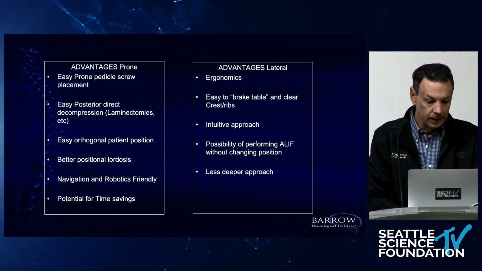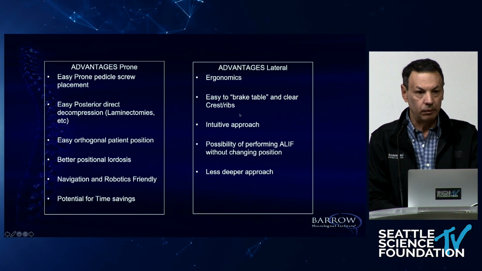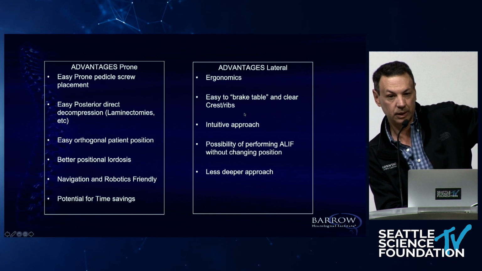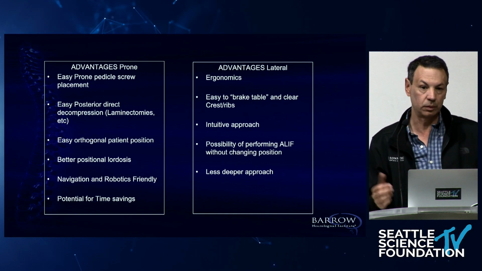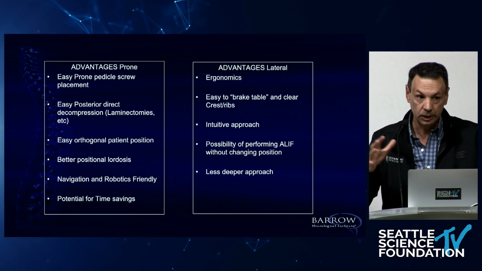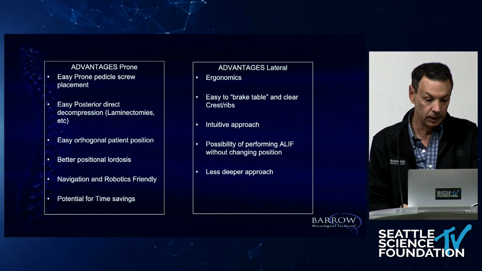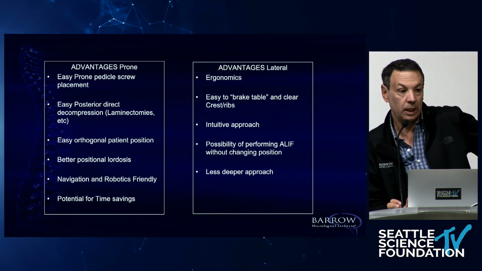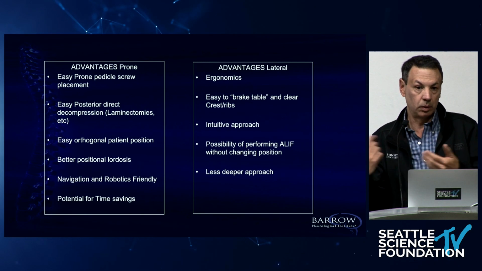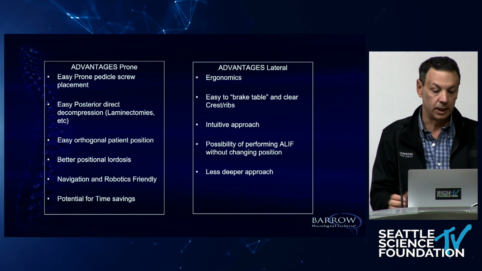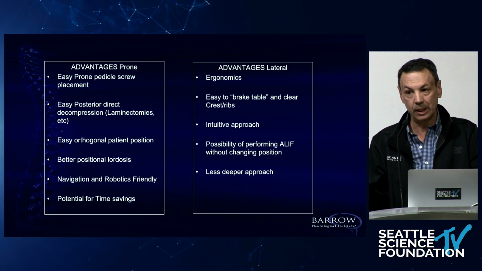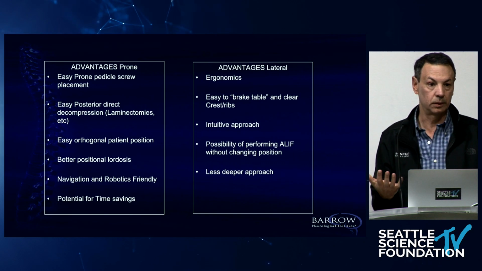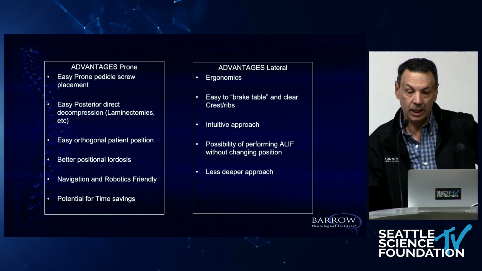Also on the lateral, it's very easy to break the table, so the distance between the iliac crest and the T12 rib is easier to control in the lateral position. The prone is way more complicated. Lateral is more intuitive, you know. You put the patient on lateral, you go lateral. If you go prone, you go prone. If you go supine, you go supine. Yeah. So the prone lateral is a little bit against common sense, you know, because lateral should be lateral.